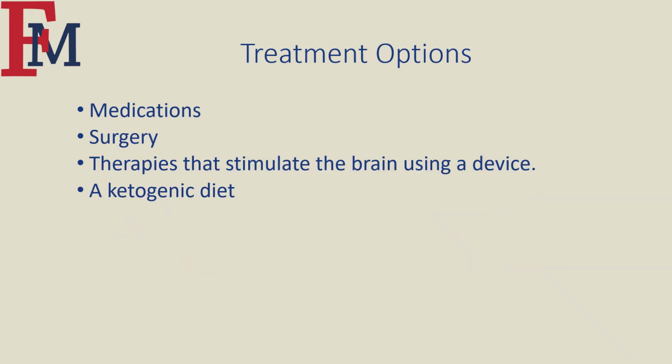There are several treatment options for treating epilepsy. They include different medications and surgery. With epilepsy surgery, a surgeon removes the area of the brain that is causing the seizures. You have therapies that are used to stimulate the brain using a device. These include vagus nerve stimulation, deep brain stimulation, and responsive neurostimulation. You also have a ketogenic diet. Some people have found success in reducing seizures with a high-fat, low-carb diet.